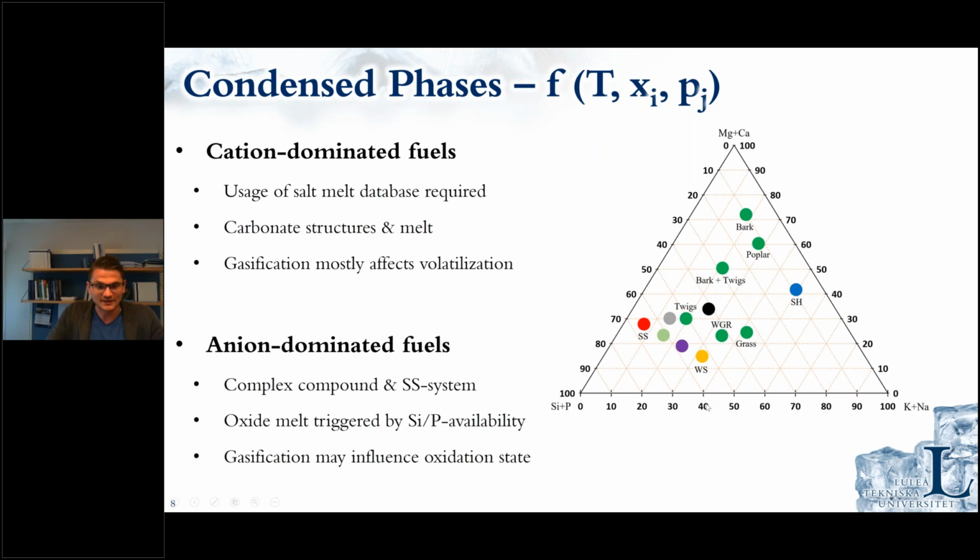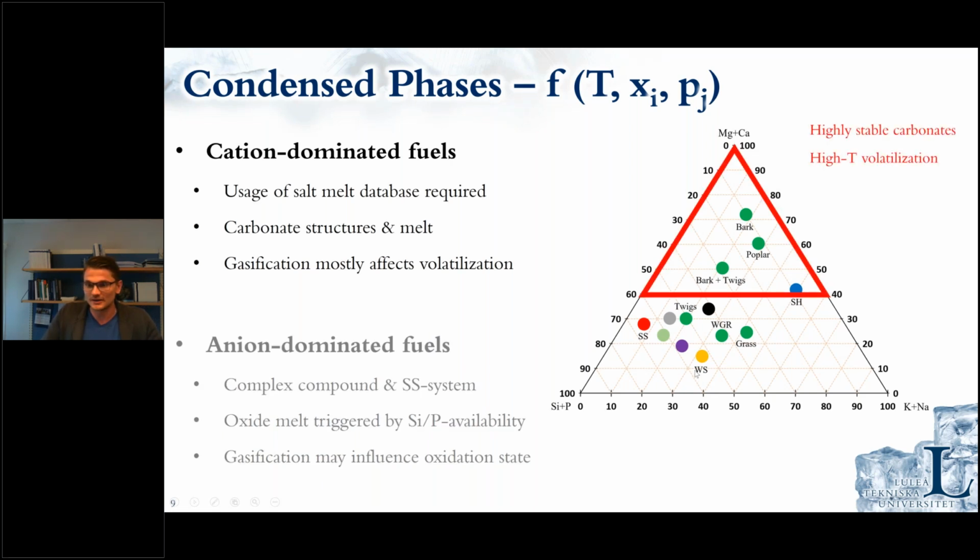And now I actually want to get directly into the results of our analysis. We have two different types of fuels. Basically, we determine that they are these type of fuels. We have the cation dominated fuels. They can be forming, for example, magnesium and calcium carbonates. And those carbonates are highly stable, or they actually do not volatilize, but rather form, for example, the oxide. So they volatilize just at higher temperatures.